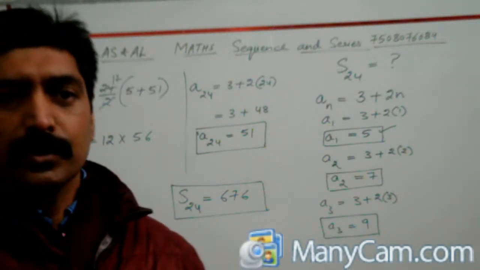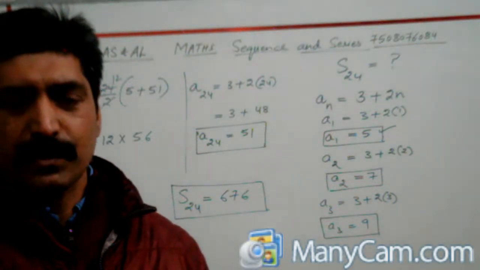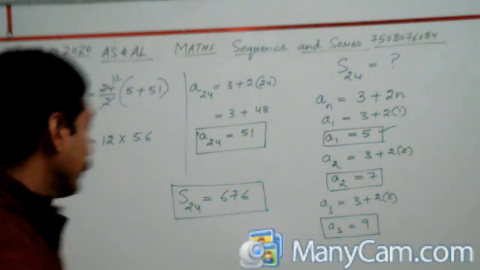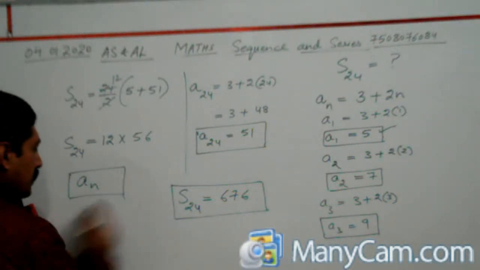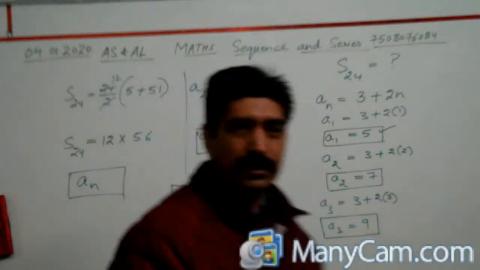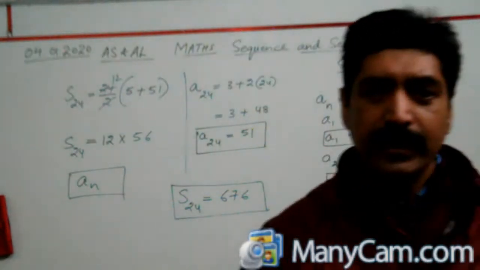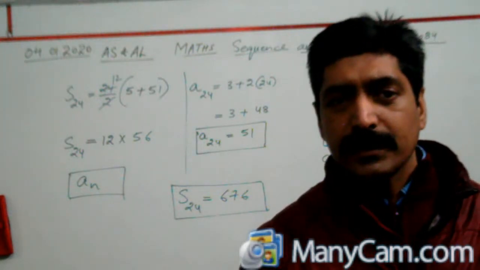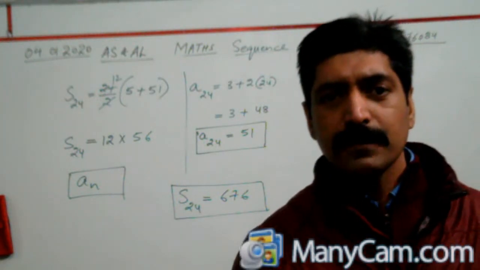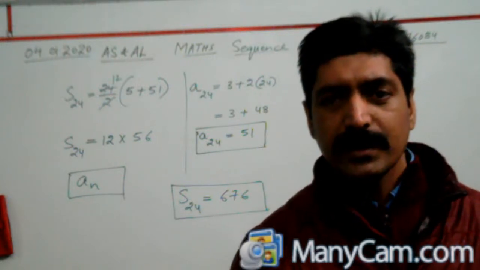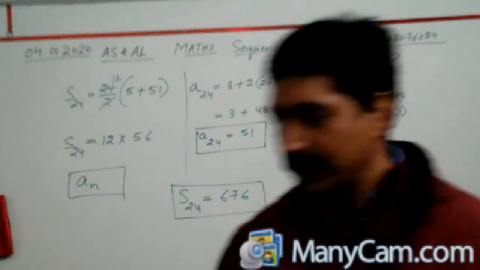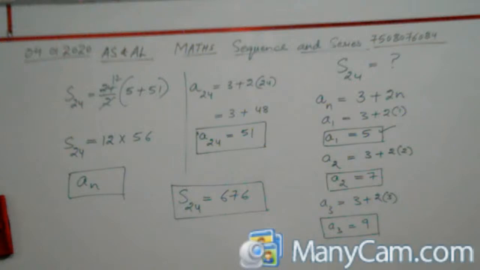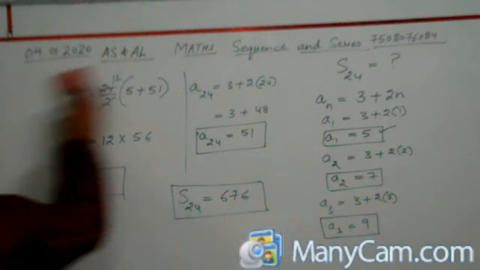So we have two types of questions. One is based on the formula for the nth term of the sequence, where any particular term of the sequence has to be found, and the other is based on the sum of n terms of an AP. Both are very simple questions. So let's take one more question.